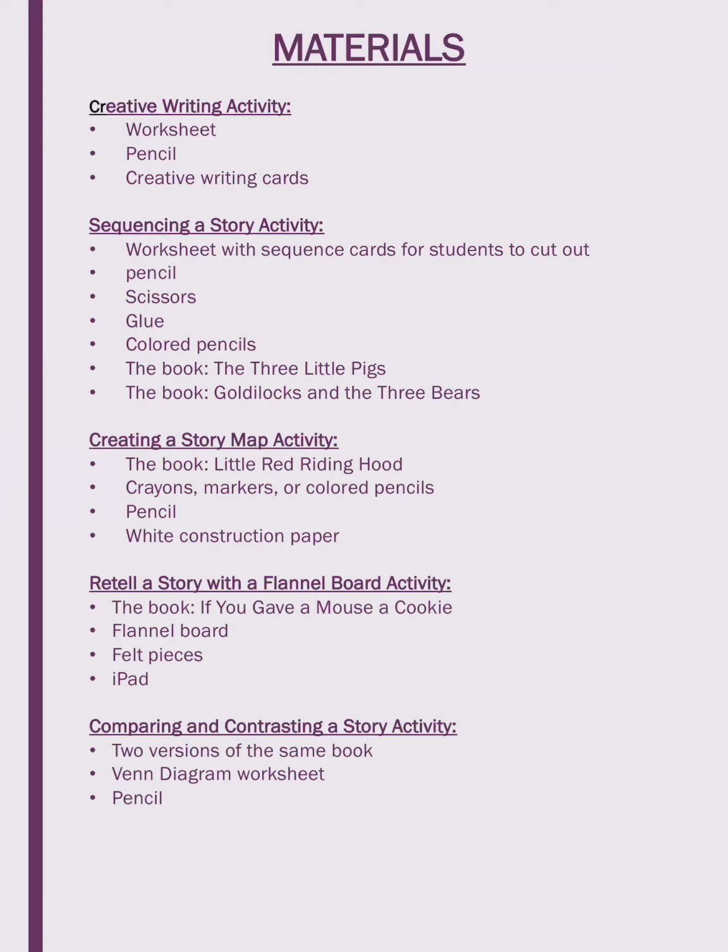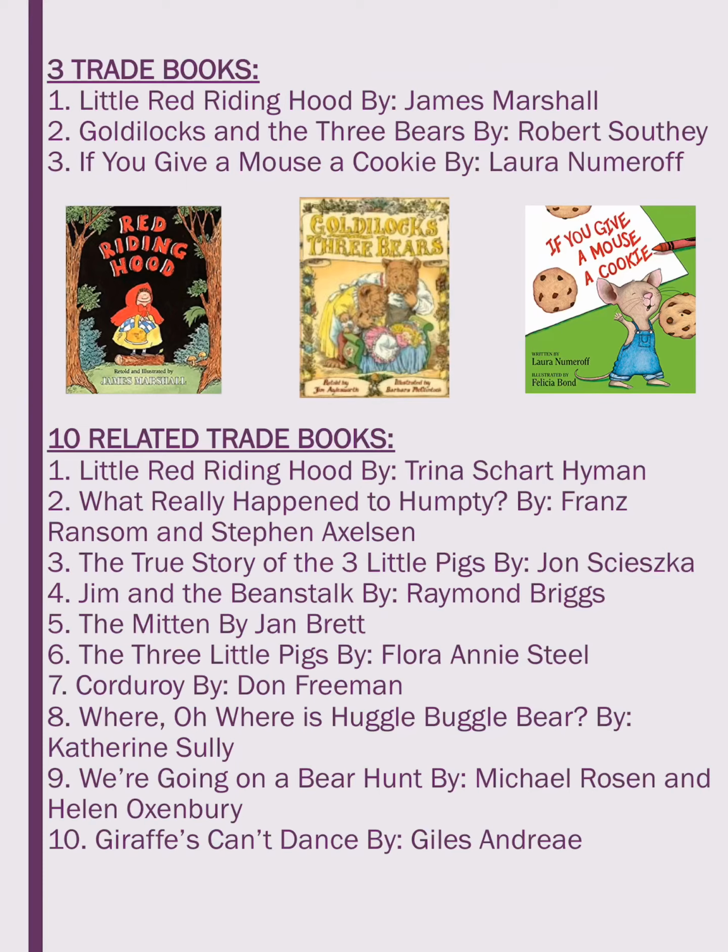For the retelling a story with a flannel board activity, the students will have access to the book, If You Give a Mouse a Cookie, a flannel board, felt pieces, and their iPad. For the last activity, comparing and contrasting a story, students will need to have access to both versions of the book they choose, the Venn diagram worksheet, and a pencil. Students will be provided these materials, so there is no reason that they aren't able to complete all the activities within the center.